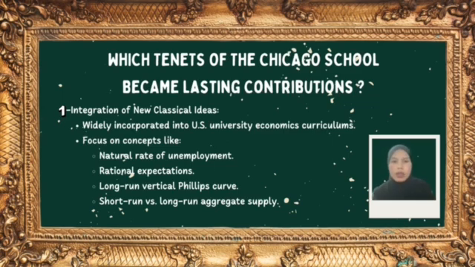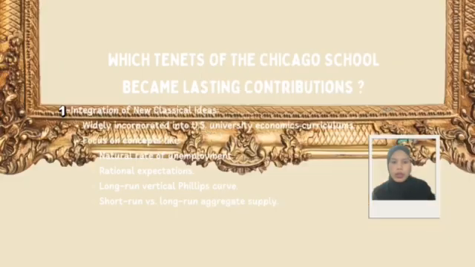Additionally, the long-run vertical Phillips curve has become a cornerstone of macroeconomics. It emphasized that over time, inflation does not reduce unemployment and that the two are unrelated in the long run. Lastly, the distinction between short-run and long-run aggregate supply provides a clear framework for analyzing how economies respond to shocks and adjust over time. Together, these ideas have formed the backbone of modern macroeconomic theory.